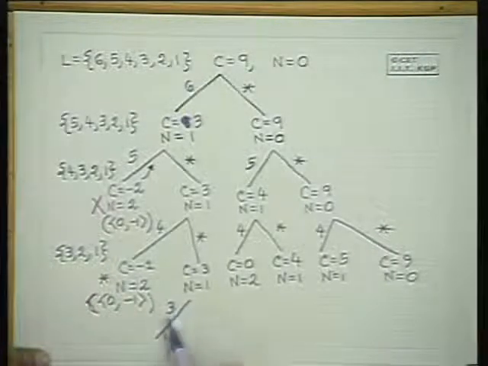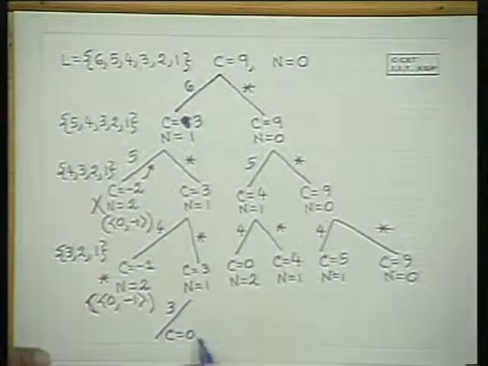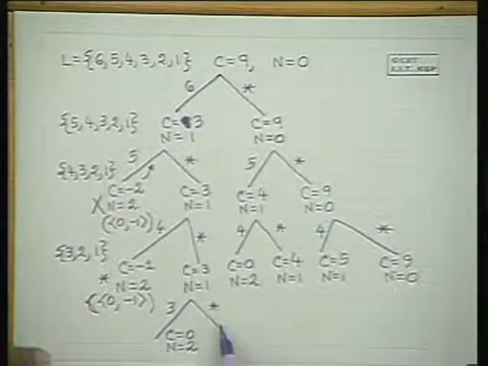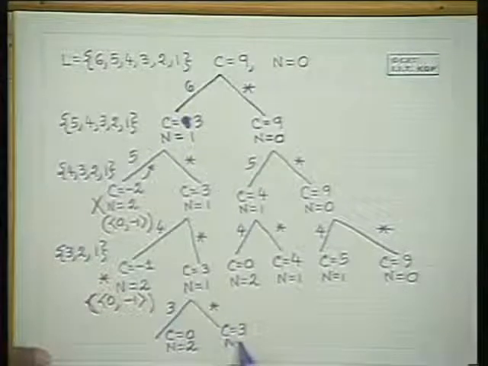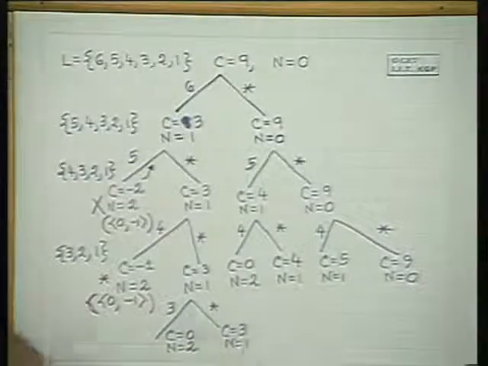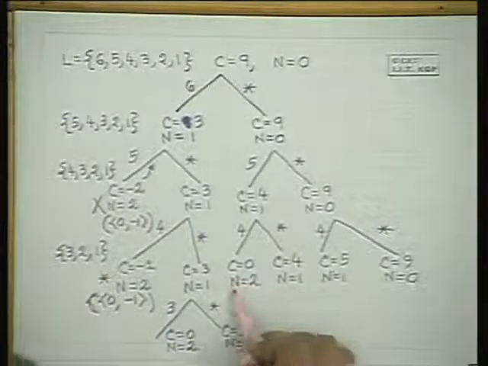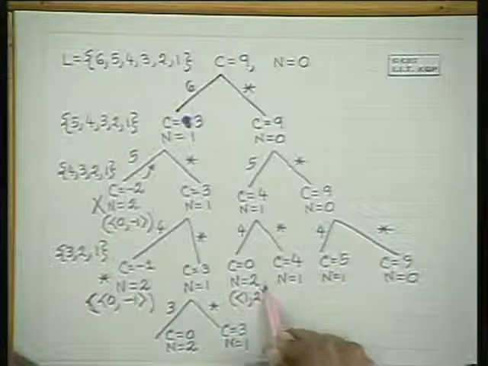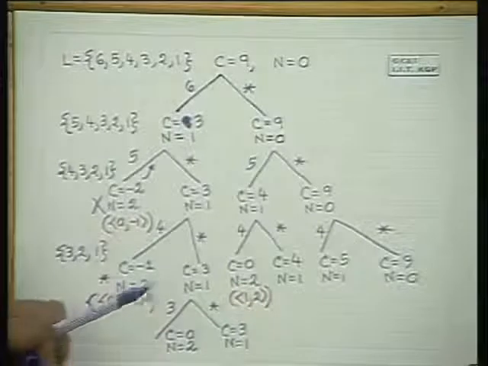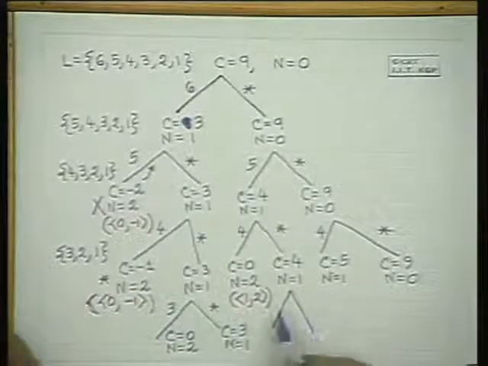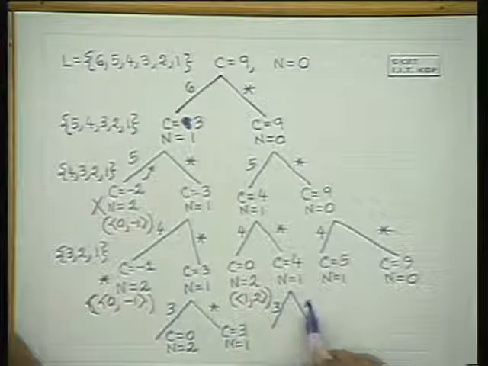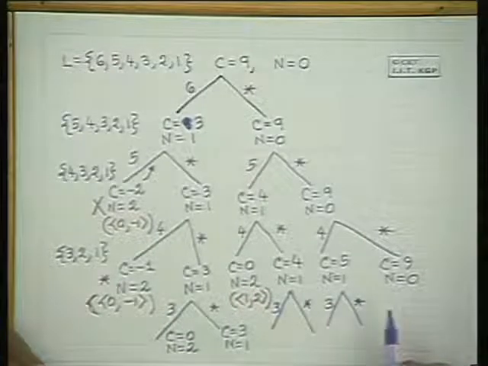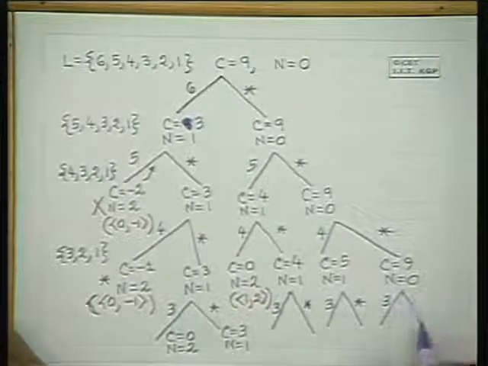Here you may choose 3. If you choose 3, C becomes 0 and N becomes 2. If you do not choose 3, then C remains 3, N remains 1. Here you return with success because C has become 0. You return with 1, 2. And here again you will continue by choosing 3 or not choosing 3.